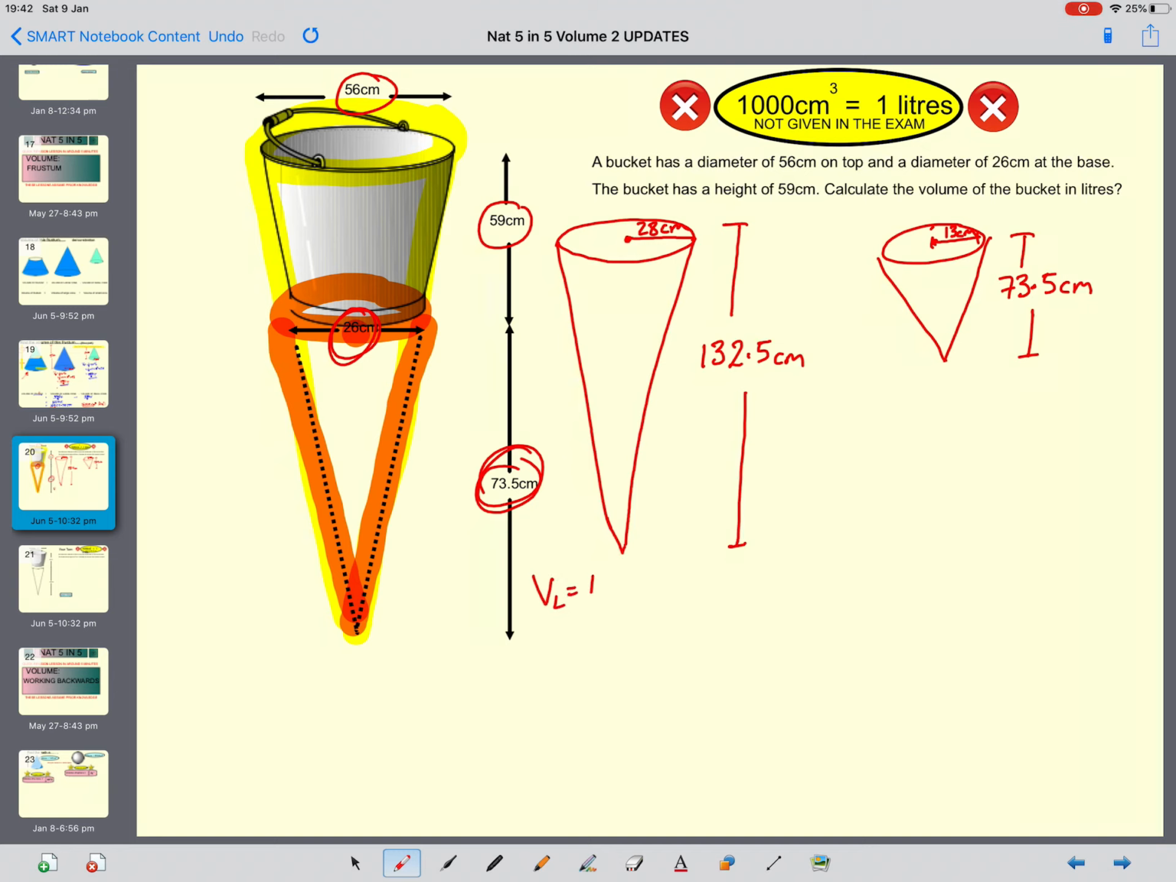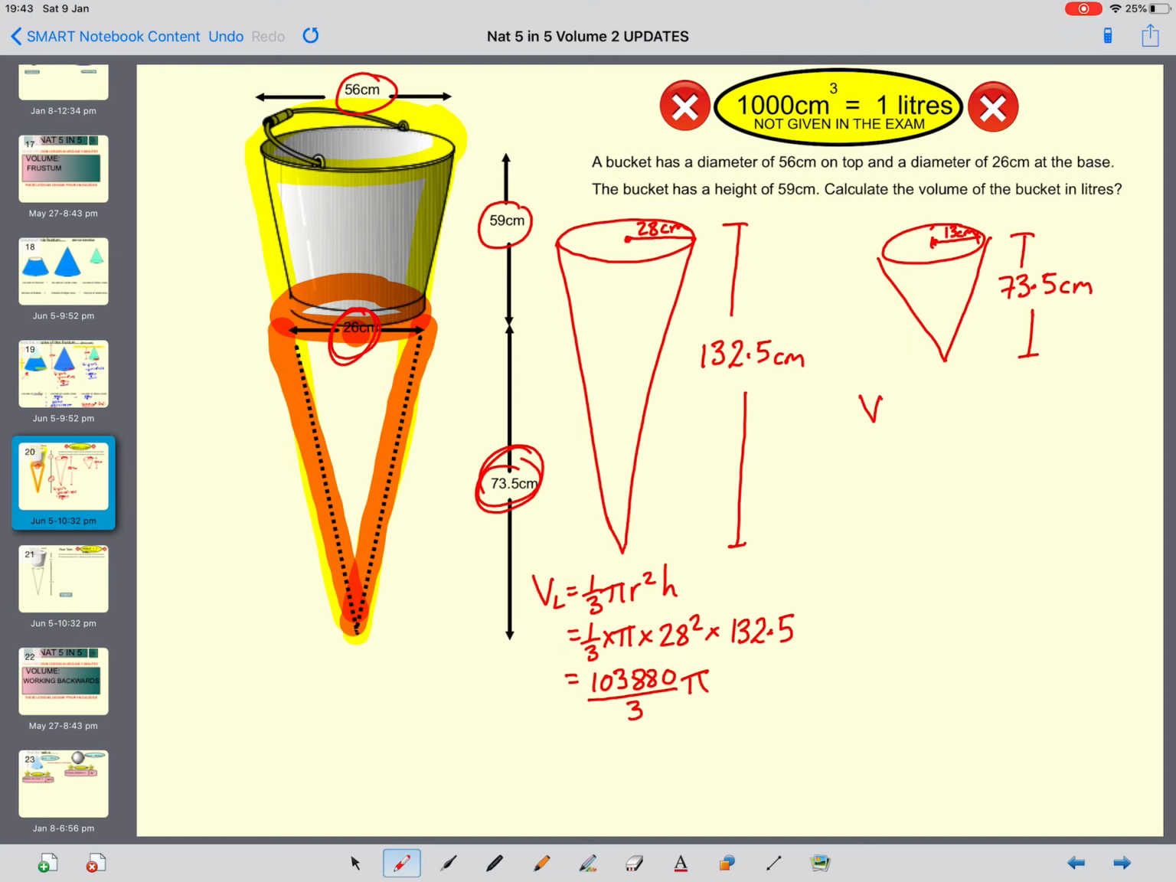The volume of this larger cone is 1/3 pi r squared h, which is 1/3 multiplied by pi multiplied by 28 squared multiplied by 132.5. And you should get an answer. And again, I'm going to write it in terms of pi, what my calculator gives me initially. So 103,880 over 3 pi. And I'm just going to leave it like that.